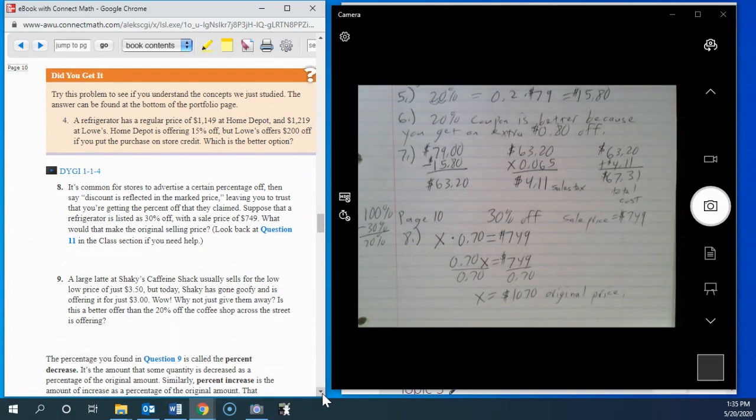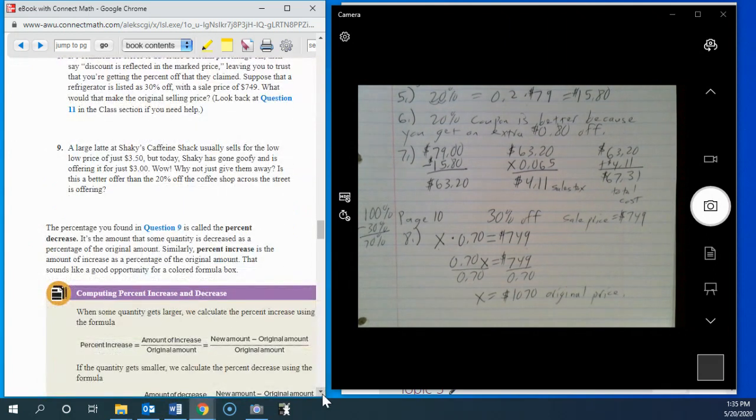Does everyone follow that? Okay. All right. Now we move on to number 9. It says a large latte at Shakey's Caffeine Shack usually sells for the low price of just $3.50. But today Shakey has gone goofy and is offering it for just $3. Wow. Why not just give them away? Is this a better offer than the 20% off the coffee shop across the street is offering?